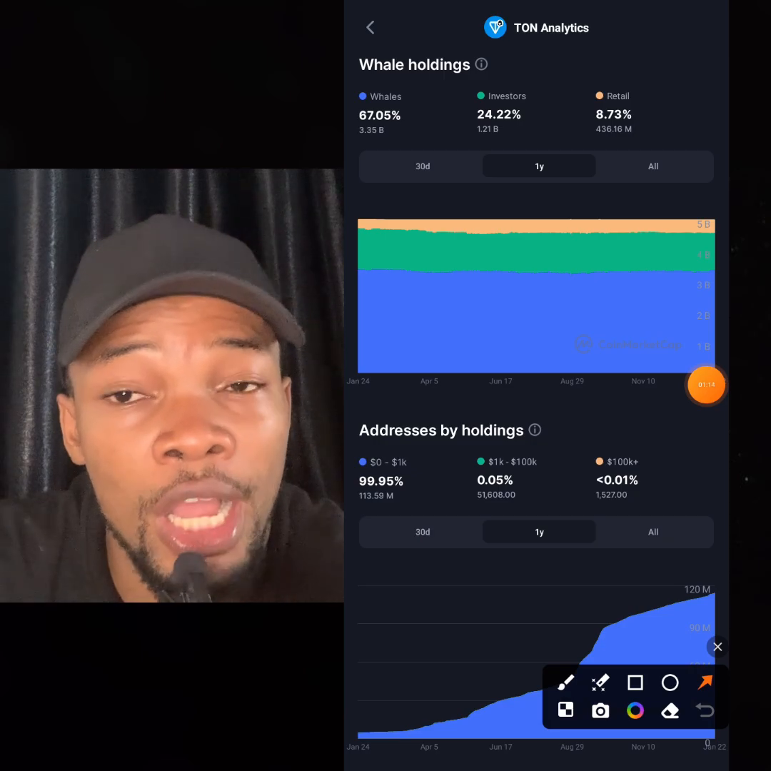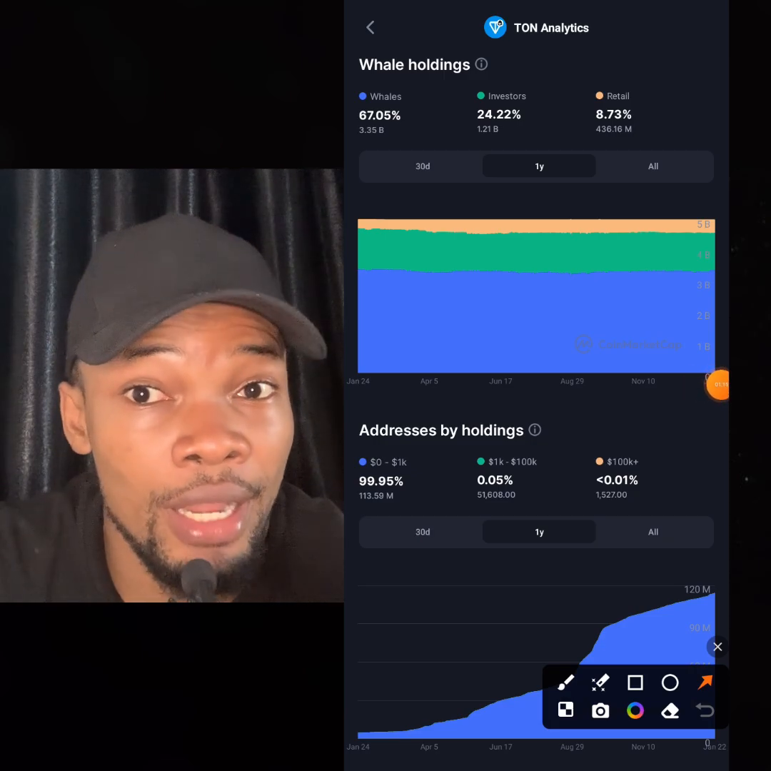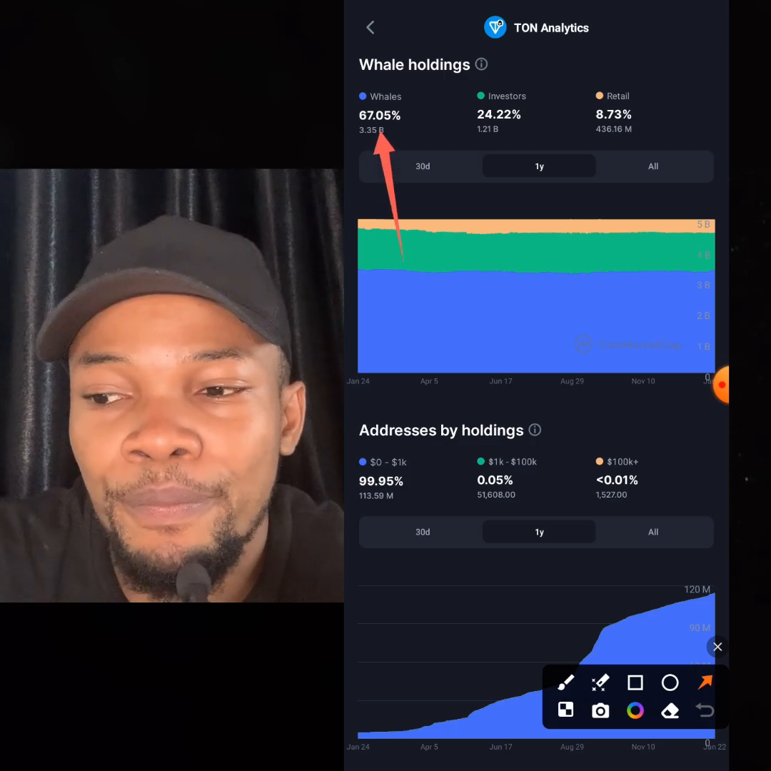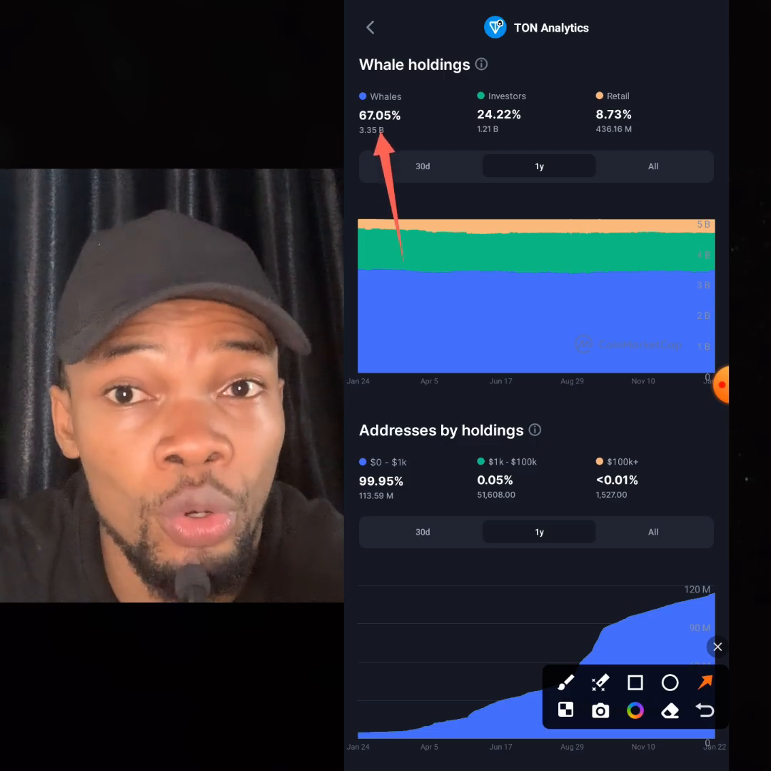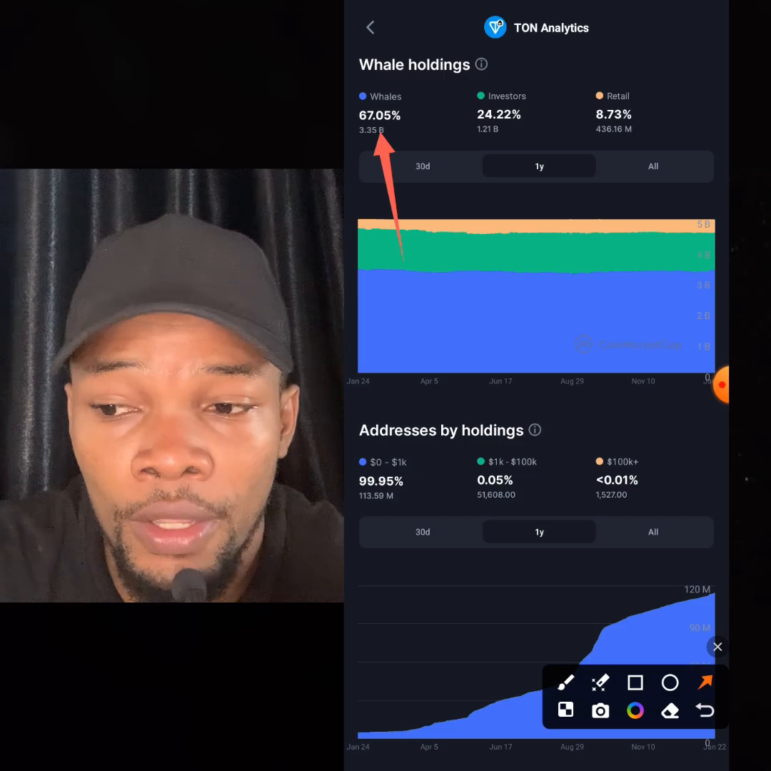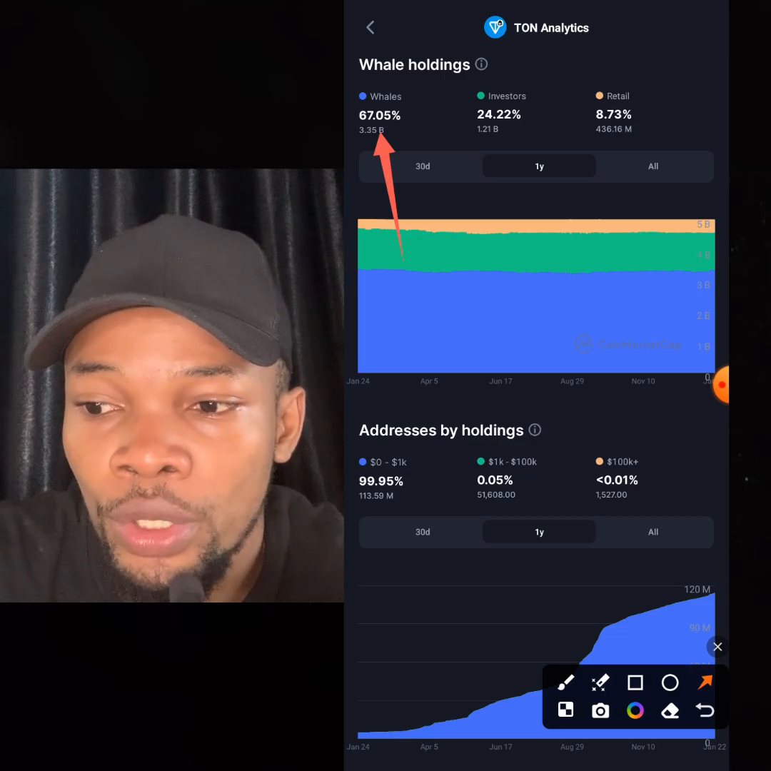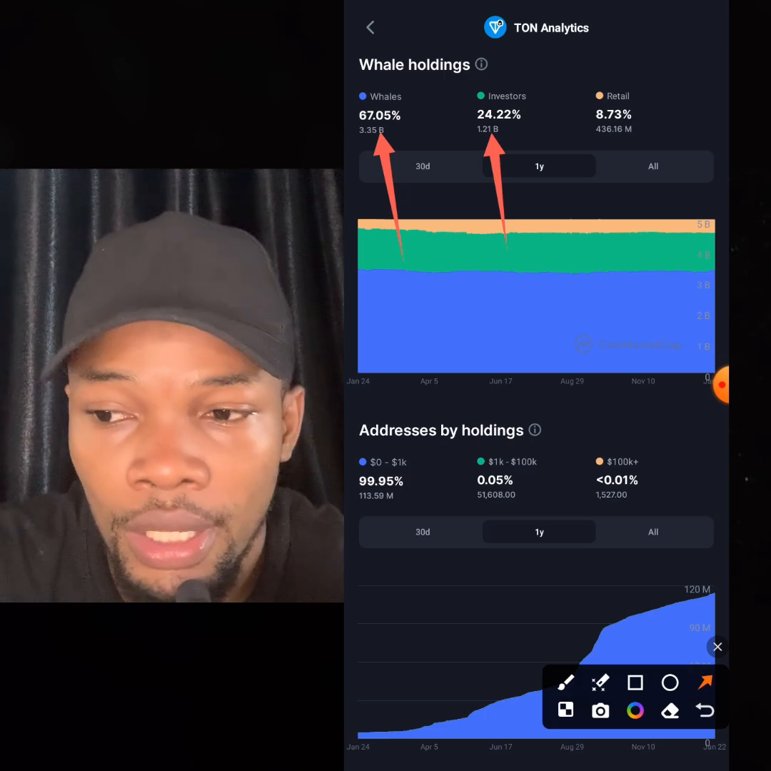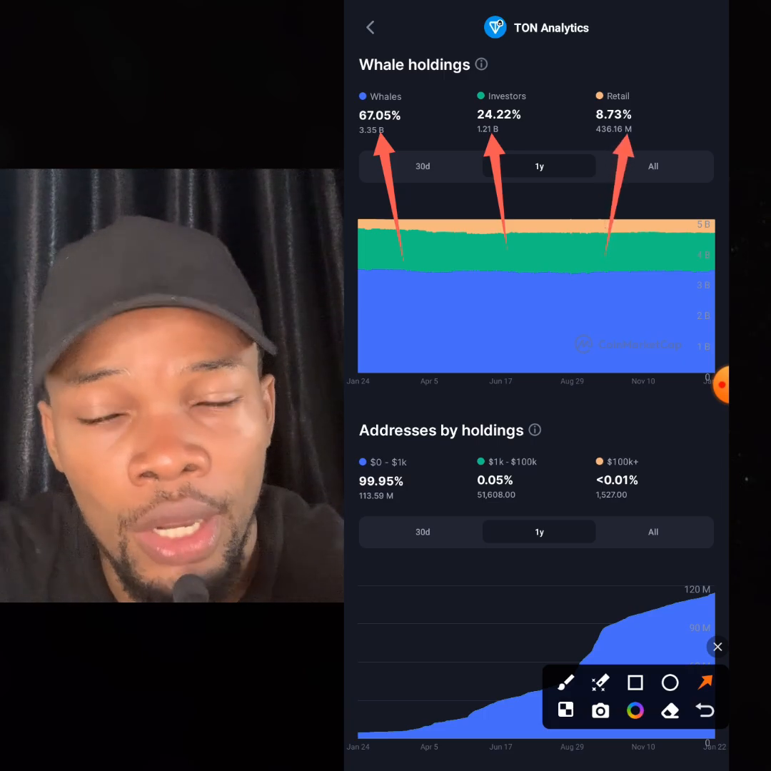Whales are big guys that have large amounts or large chunk of money. Okay, you can see 67% of whales are holding TON coin currently. Okay, then here you can see around 24% of investors are holding TON and 8% of retail are holding TON.